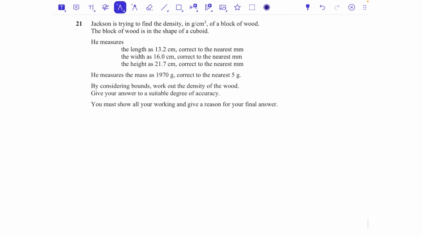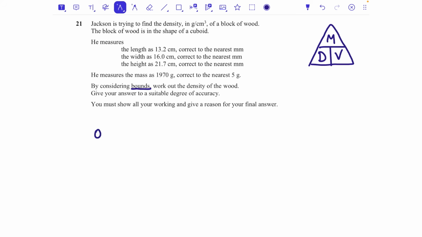Question 21. Jackson is trying to find the density in grams per centimetres cubed of a block of wood. So as soon as I see that word density, I'm going to remember my formula triangle, density, mass, volume. He measures the length as 13.2, correct to the nearest millimetre. Okay, so immediately, as soon as they say correct to the nearest, this is a bounds question. So if it's been rounded to the nearest millimetre, that's the millimetre column, so I'm going to do 5 above and 5 below, or in this case, 0.05 above and 0.05 below.